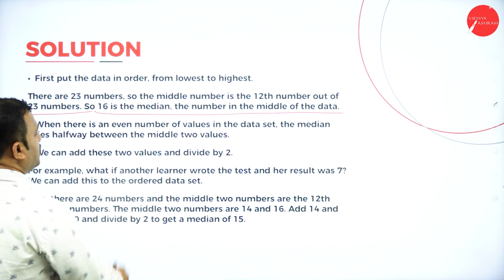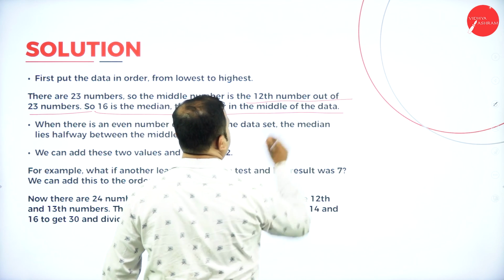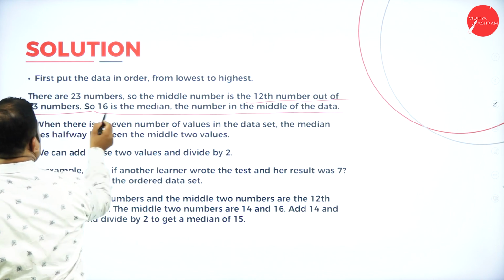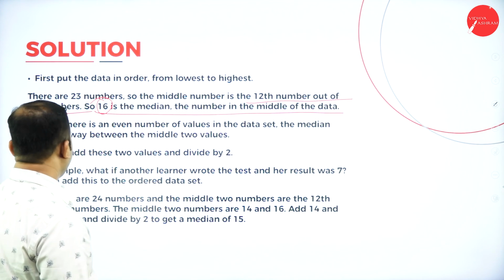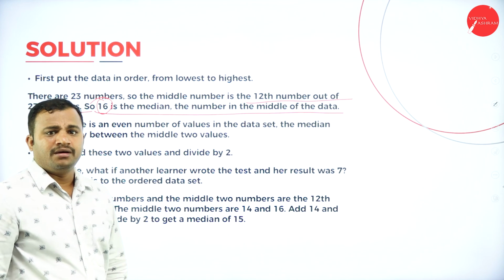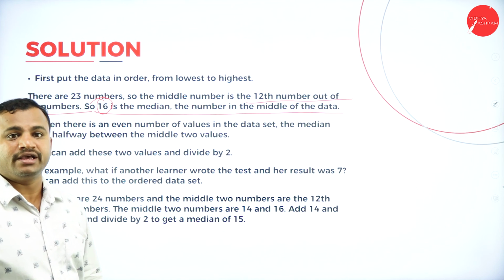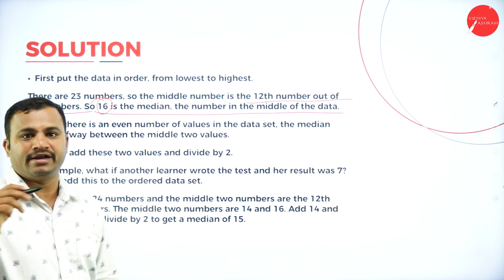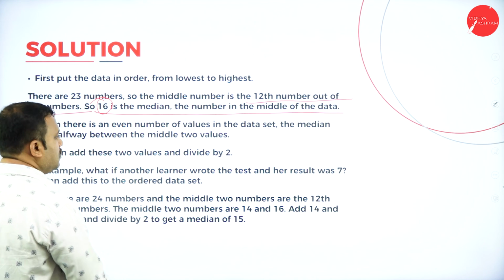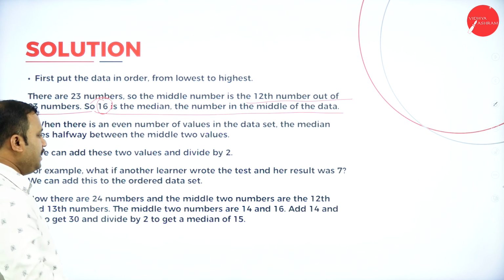Which is the 12th element? Please see it here. The 12th number has the value 16. Suppose there is an even number of elements, then obviously we have to take the middle 2 elements and divide their sum by 2. That gives me the value of the median.